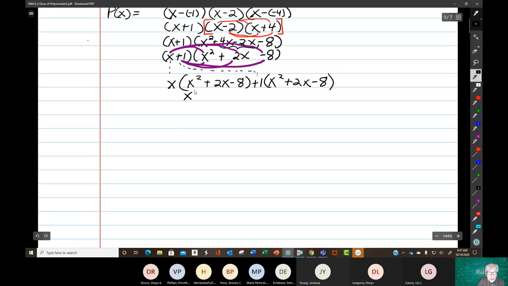X to the third plus 2x squared minus 8x, plus 1 times x squared, that'll be plus x squared, plus 1 times 2x, that'll be plus 2x, plus 1 times minus 8, that'll be minus 8. Now I get my like terms together.